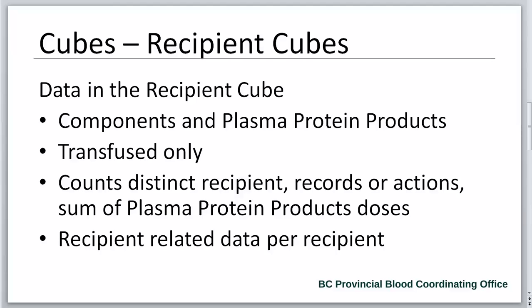In the disposition cube, we saw recipient-related data on a per-product basis. This now groups it by distinct recipient, regardless of how many products that recipient received. So let's take a look at the recipient cubes in our sample set and the data inside.